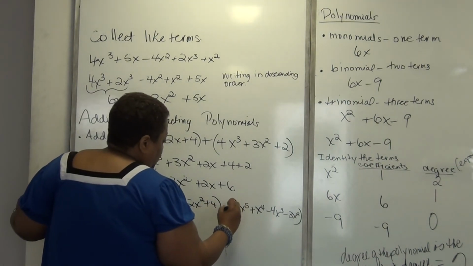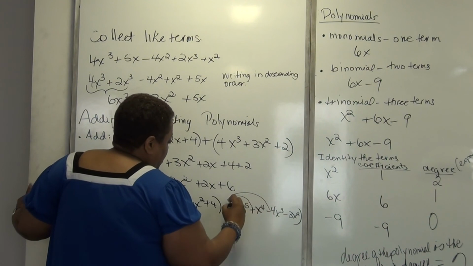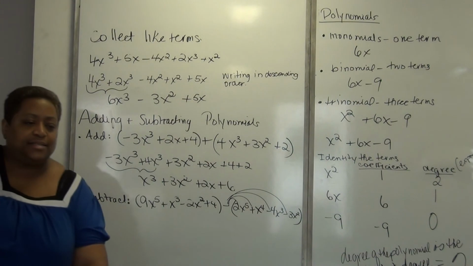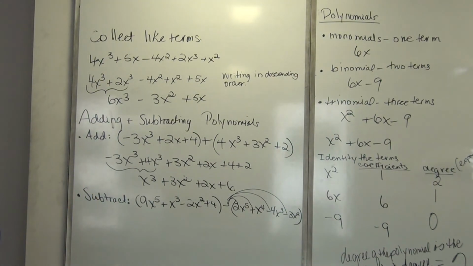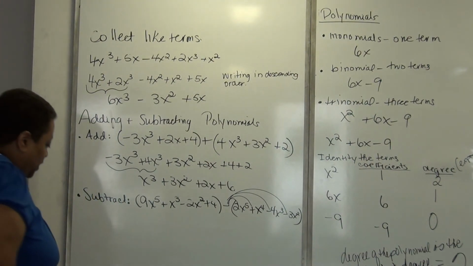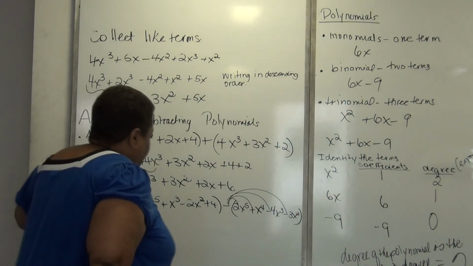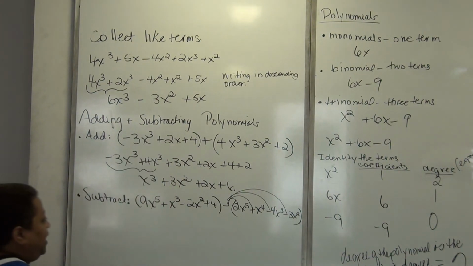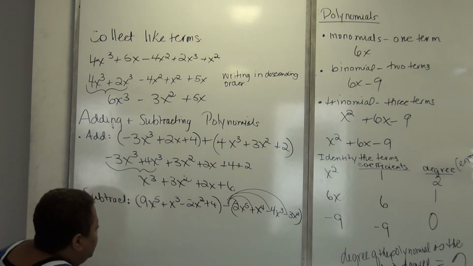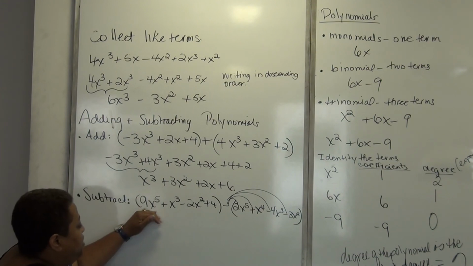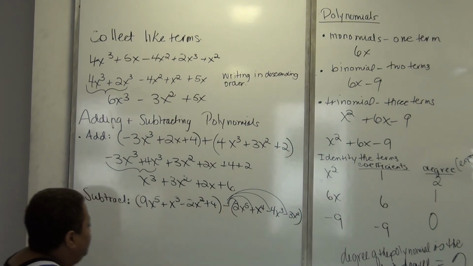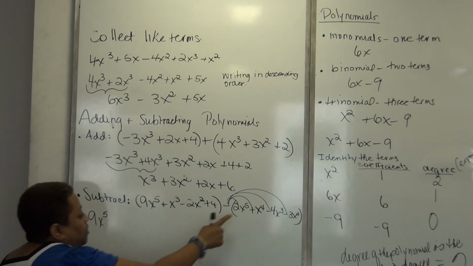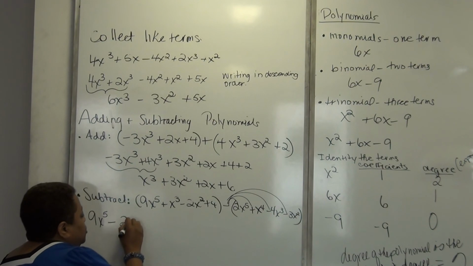Remember, each one of these has to be multiplied by that minus sign. So what's going to happen? The sign is going to change. All right, so now let's see what's going to happen. We're going to change the sign and collect our like terms together. So we got an x to the 5th here, x to the 5th here. So this becomes 9x to the 5th, minus 2x to the 5th.